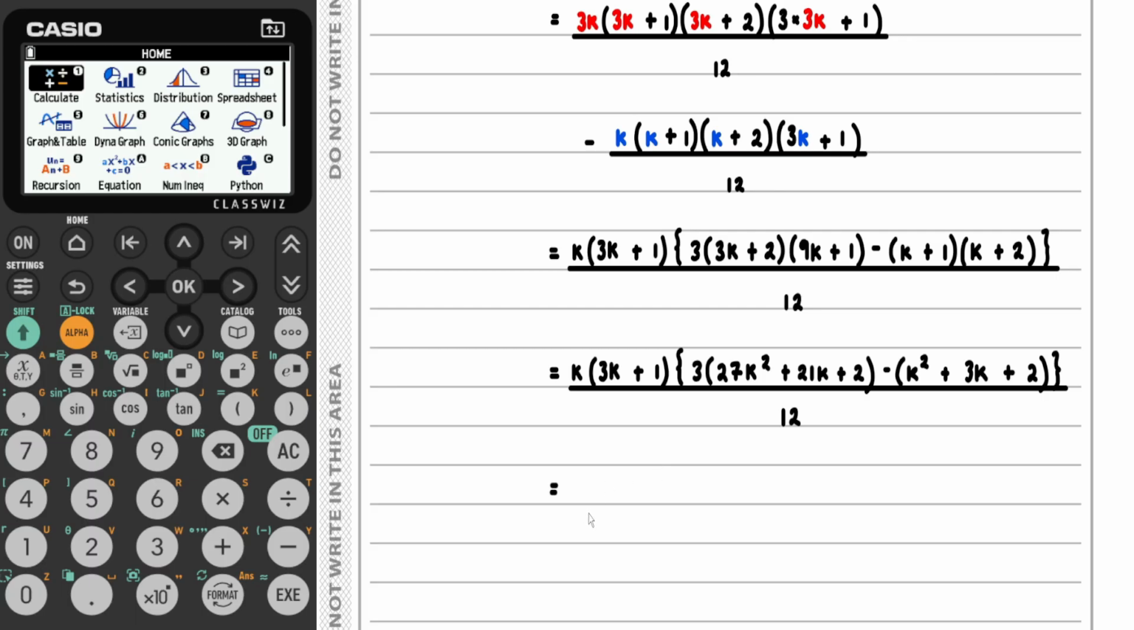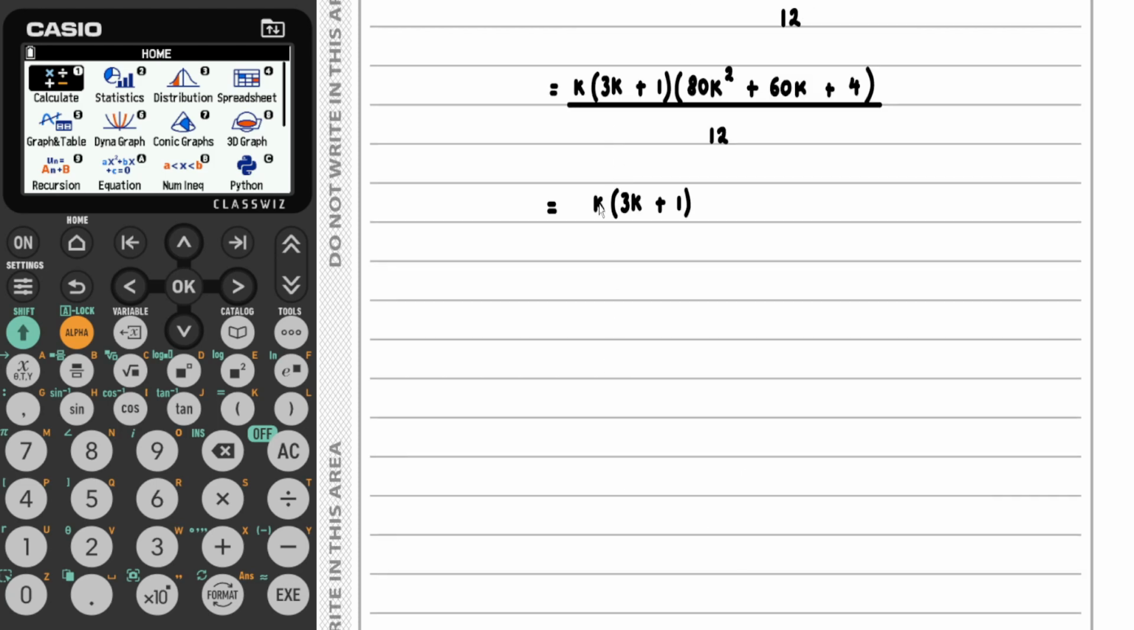So we have k times by 3k plus 1, and then we have to do 3 times by 27k squared, subtract k squared, which is 80k squared. Then I've got 3 times by 21k, subtract 3k, which is 60k. Then I've got 3 times by 2, subtract 2, which is 4. And I divide all this by 12.